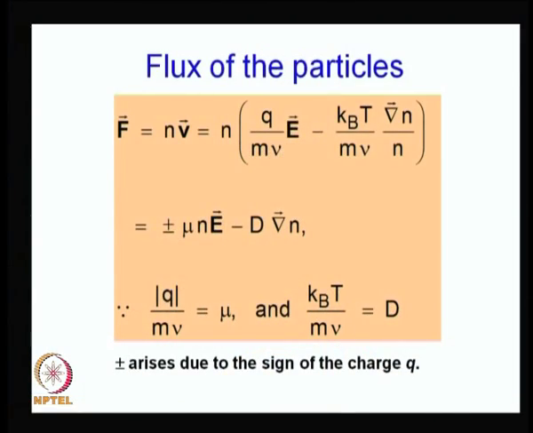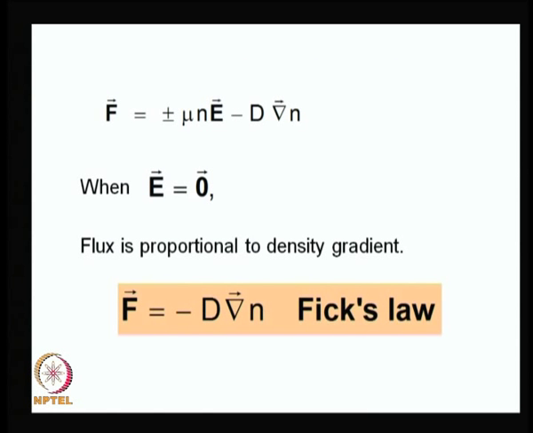Flux is N v. You substitute for v, and you get an expression straight away, which can be written as plus minus mu N E minus D grad N. This is a simple expression. The sign plus minus comes due to the sign of the charge q. So, we get an expression for the flux in terms of the electric field and the density gradient.